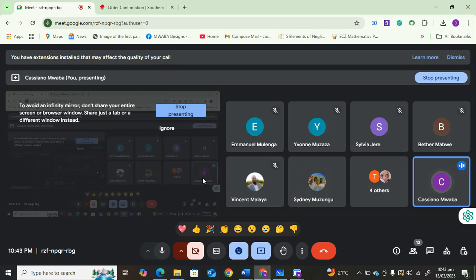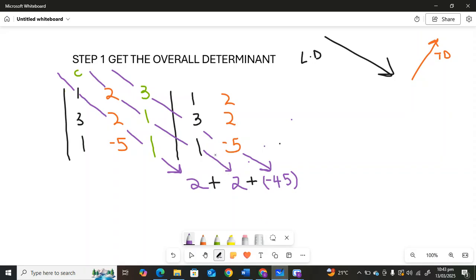Let's do our tabulations. We see what we get. So 2 plus 2, that is 4. Oh, well, this positive and negative here, so this becomes minus. So 4 minus 45, that is negative 41. Confirm, colleagues: 2 plus 2 plus negative 45 gives you negative 41.